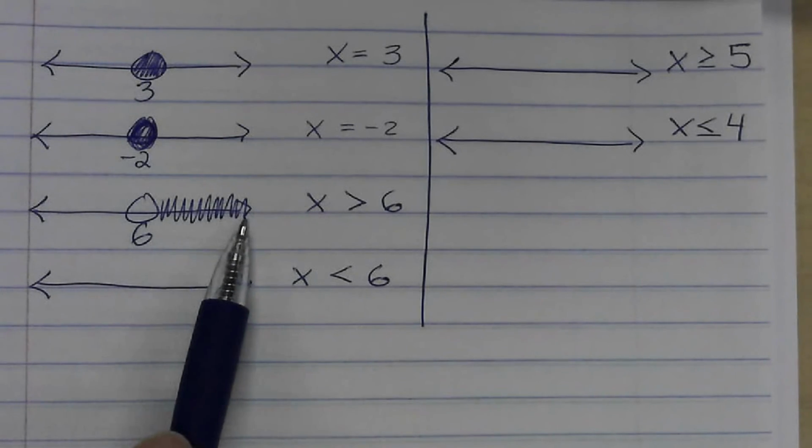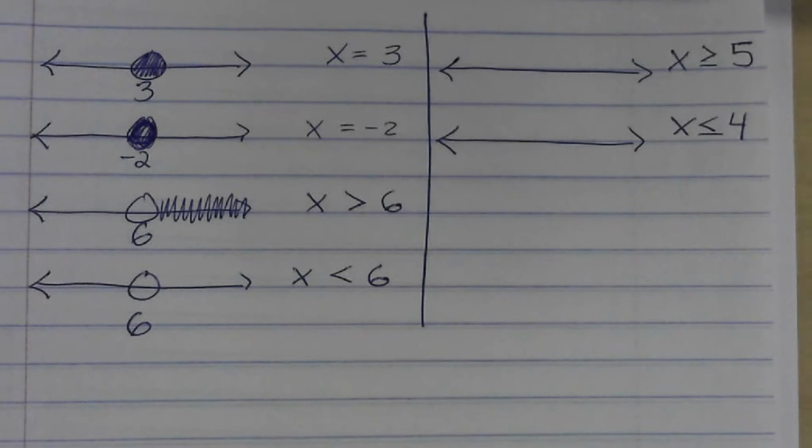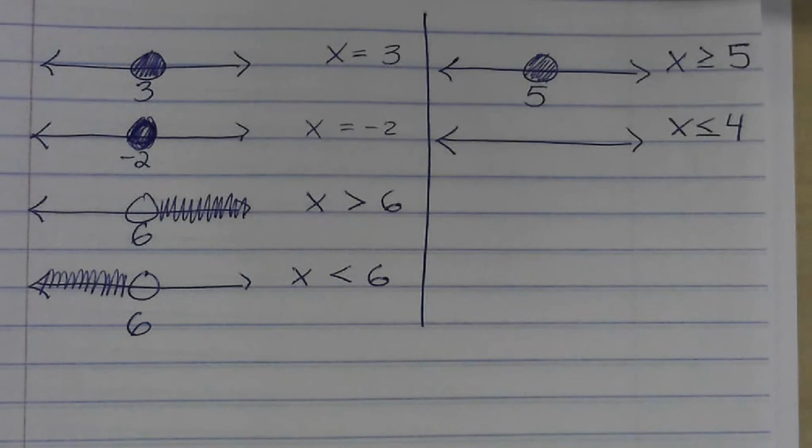For the next one, x is greater than 6. Because x does not equal 6, the circle is empty. Because x could be any number greater than 6, I shade in the side that is greater than 6. X could be equal to any of these numbers. Next, x is less than 6, so I leave the circle empty because it cannot equal 6. And I shade the side with all the values less than 6, all the values that x could equal.